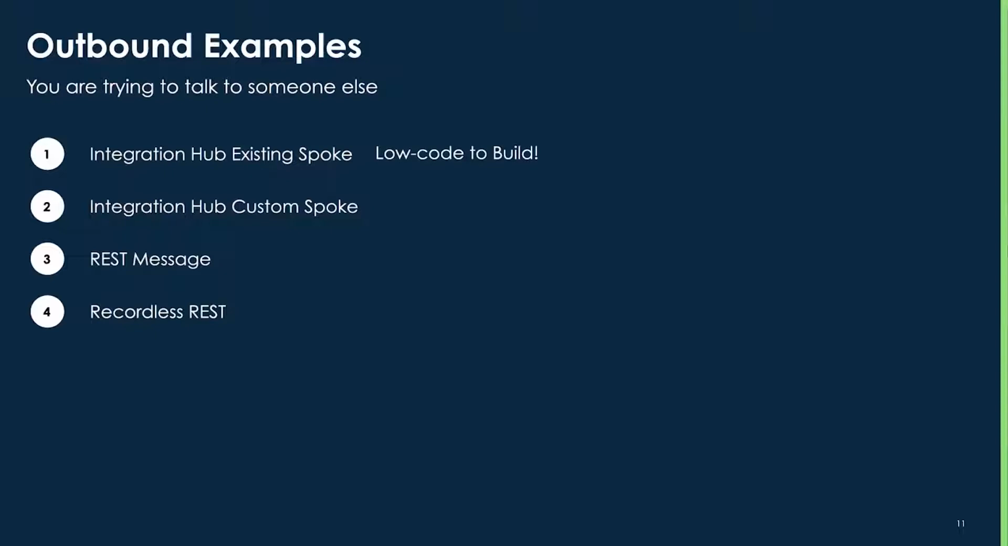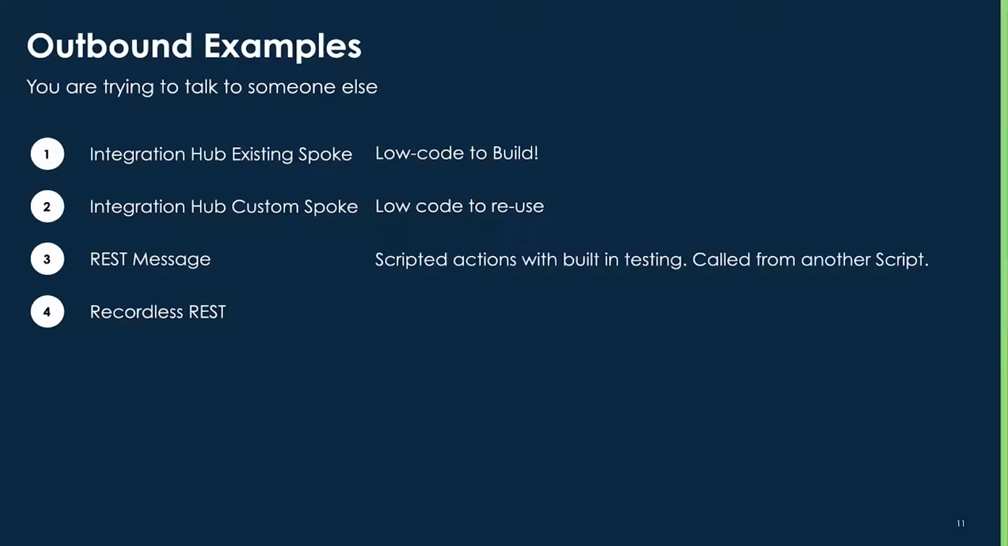So the easiest way to do this is to use an existing Integration Hub spoke. There's a whole lot of them. ServiceNow keeps on coming up with more of them. Low code, it's great to use. If one of those doesn't exist, you can also make your own spoke. It's not actually that hard, and we're going to do an example of that in just a few minutes here. It's sometimes even no code to build an entire outbound message that you can then do stuff with.